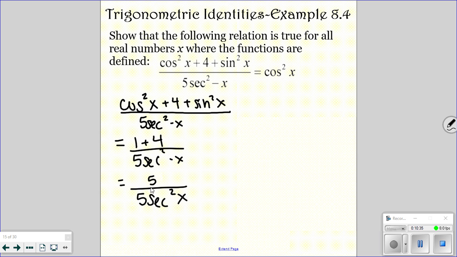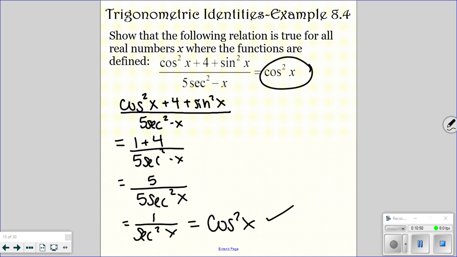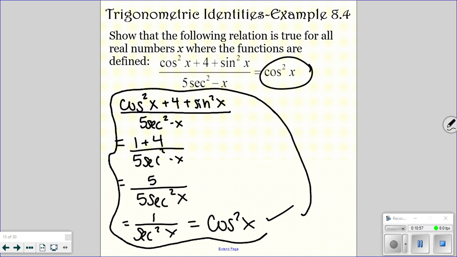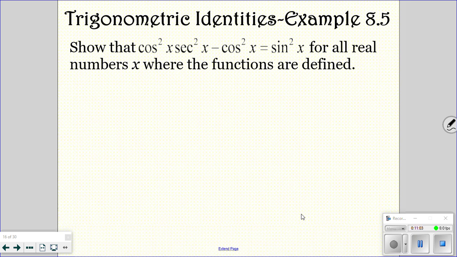Now if you notice, the 5's can cancel, and that makes it just 1 over secant squared of x. And so 1 over secant squared is the same thing as cosine squared. And so that is exactly what we have up here. And so this whole thing would be your answer. Okay, so that's how you would do a show that. Hopefully, again, that is review.